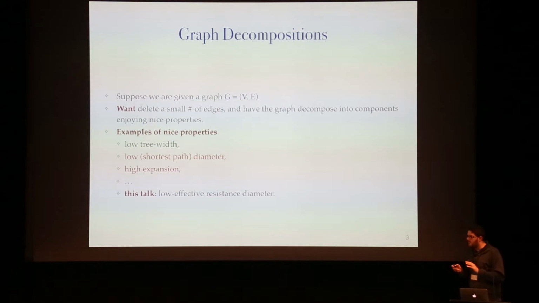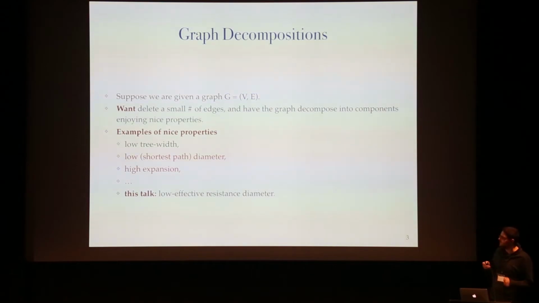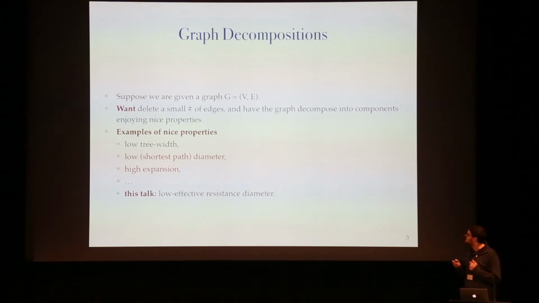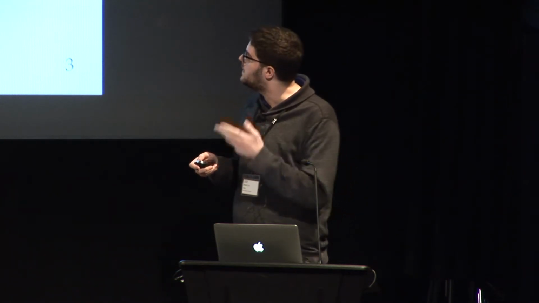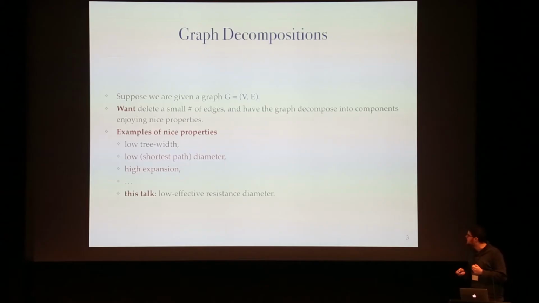So I'm given a graph, unweighted d-regular, and I want to delete a small number of edges from this graph to have the graph decompose into components satisfying nice properties. These nice properties can be things like low tree width, low shortest path diameter, or high expansion. So basically properties that allow me to solve hard problems easier than in the general case. And I want to exploit this. So in this talk, I'm going to be adding to this list the decomposition into low effective resistance diameter components.